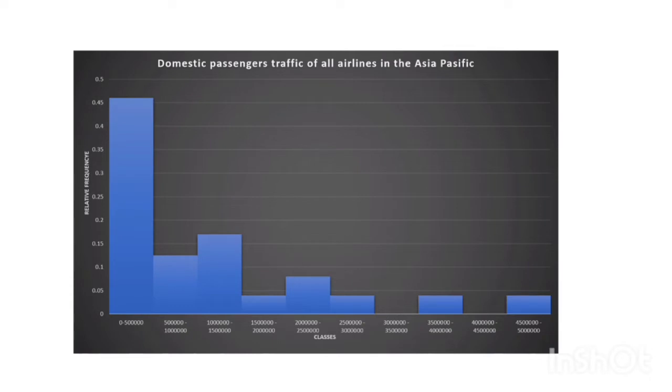So the first part is showing a bar chart for relative frequency for both domestic and also international airline. On the bottom part of it, it represents classes of interval and the left axis is representing the relative frequency.